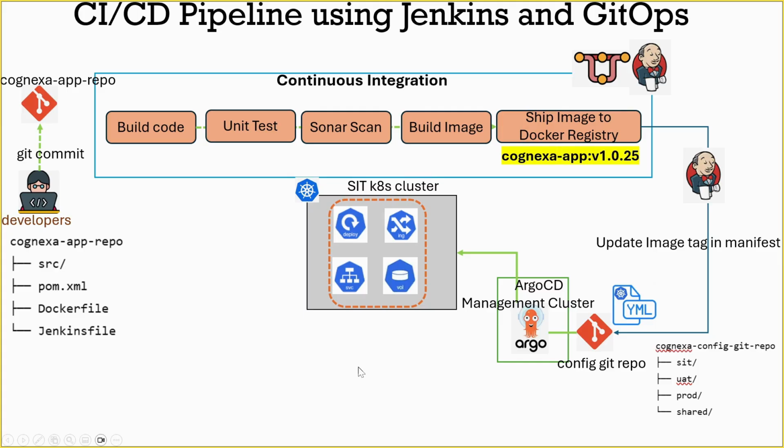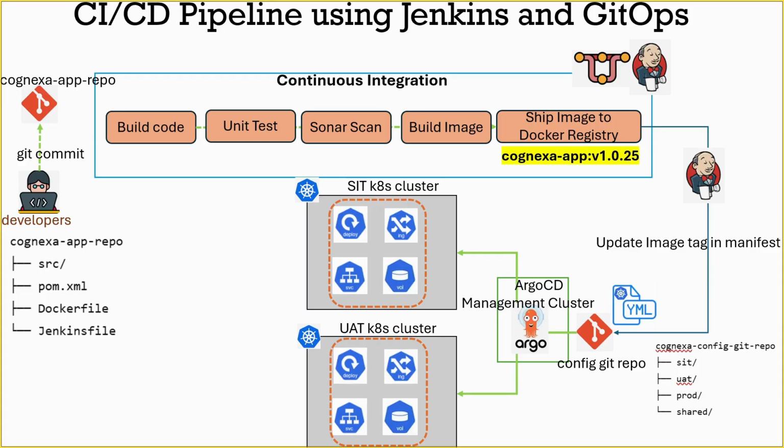After successful testing in SIT environment, the application is ready to be promoted in the next stage, which is UAT. To promote the application, the UAT deployment configuration in the GitOps repository is updated. This may involve updating the image tag or making other environment specific configuration changes required for UAT. Once these changes are committed and approved in Git, ArgoCD detects the updates in the UAT configuration and synchronizes the UAT Kubernetes cluster with the desired state stored in the Git.